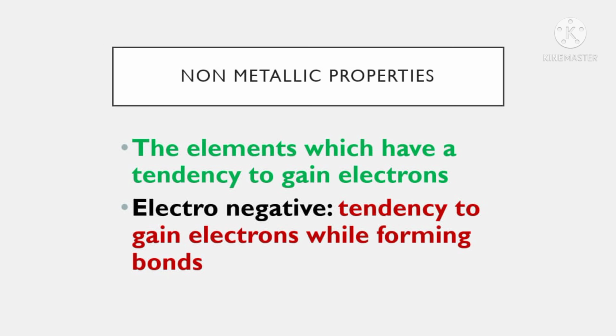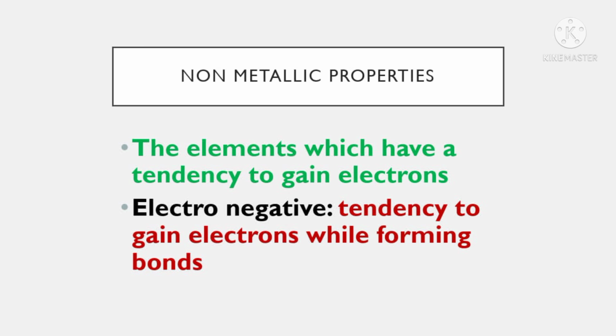Let's see non-metallic properties. The atoms which do not lose electrons, they want to gain electrons. Those elements are said to be non-metals. It is completely opposite to the metals. The elements which have a tendency to gain electrons. It means non-metals are those elements which have a tendency to gain electrons when they are in bonded form.